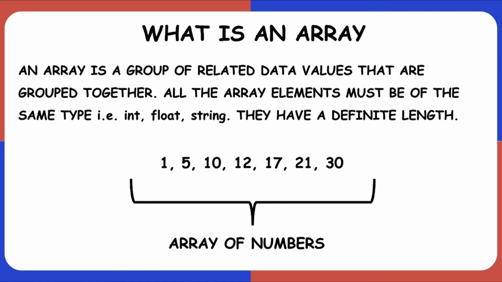So first of all, what's an array? An array is a group of related data values that are grouped together. All the array elements must be of the same type, so they can either be integer, float, string, and many other things. And arrays have a definite length. Over here you can see there are 7 numbers and you cannot increase the numbers it contains. So you cannot add a 31 to it. You also cannot remove a number from this because arrays have a definite length.